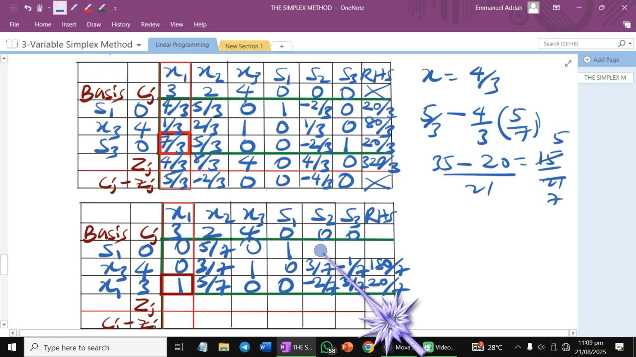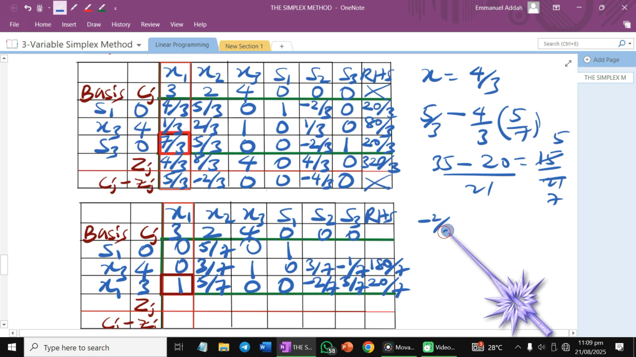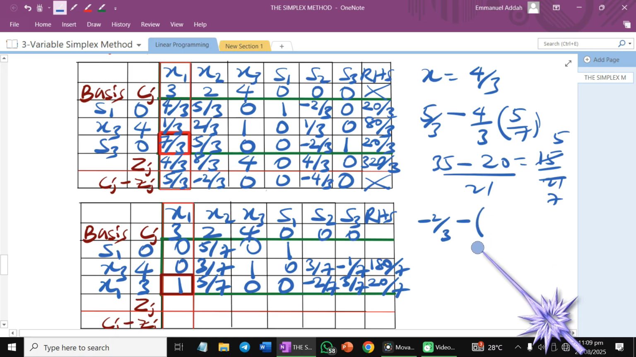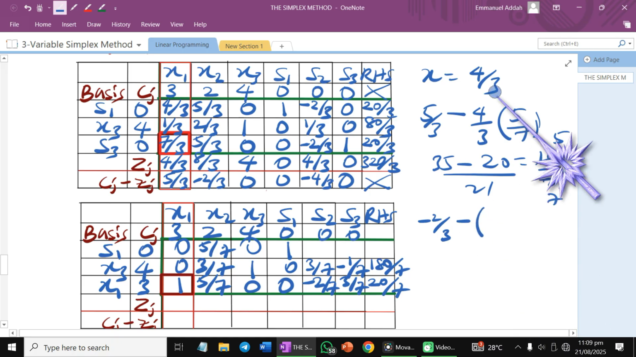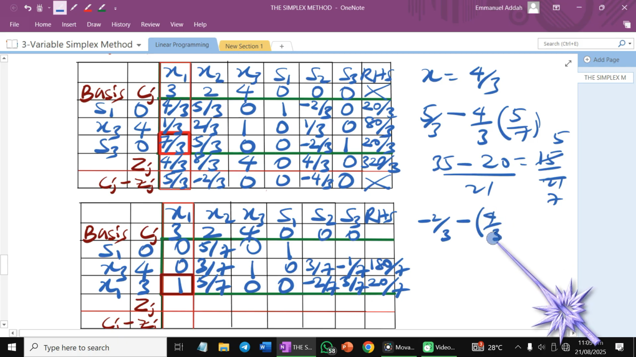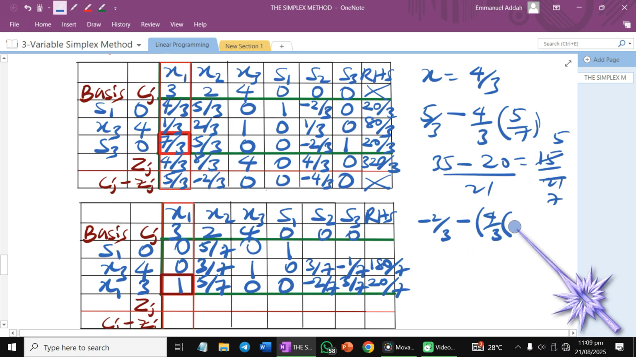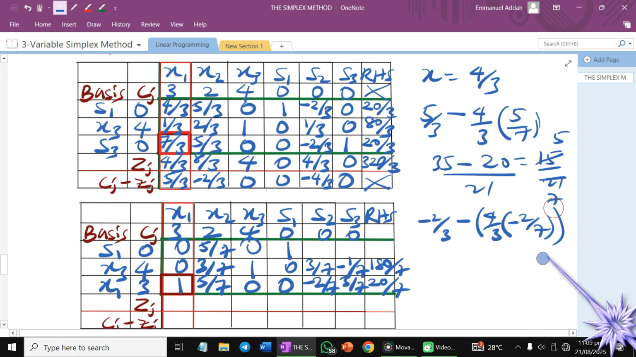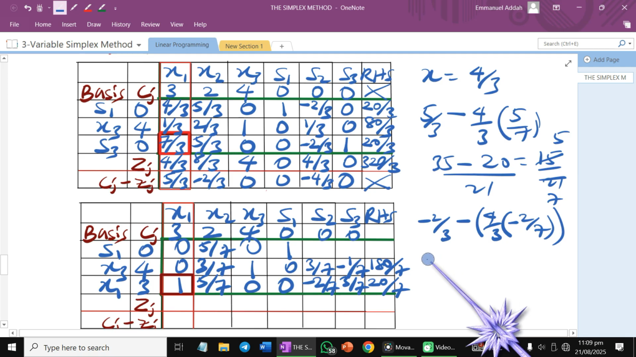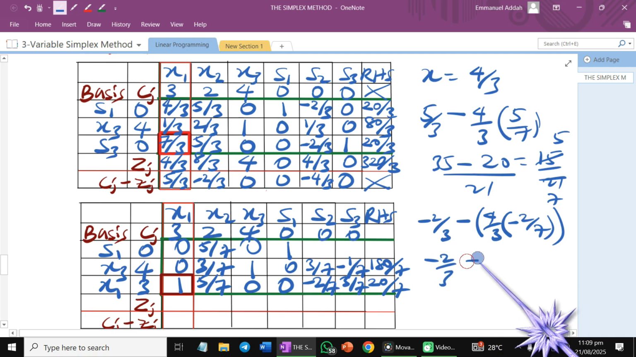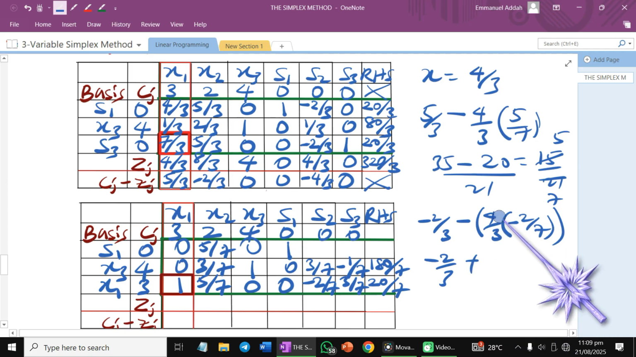What is the old value there? Minus 2 over 3. Minus, bracket open, our x 4 over 3 into the new value there. What's the new value here? That's on the pivot row, minus 2 over 7. So minus 2 over 3, minus will give us plus. Nothing can cancel here. That will be 8 over 21.